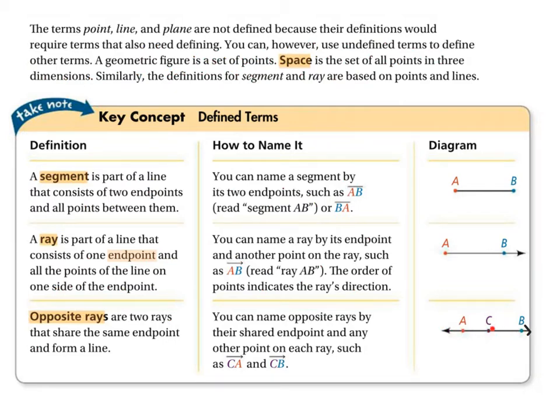So we always start with the endpoint first. So we start with C here running through A in this direction. Notice that it starts at C and runs through A to the right because we always have the endpoint as the left letter, even though it's pointing in that direction. And C running through B, so ray CB. Together, since they have the same endpoint and they're running exactly opposite each other to form a line, they are opposite rays.